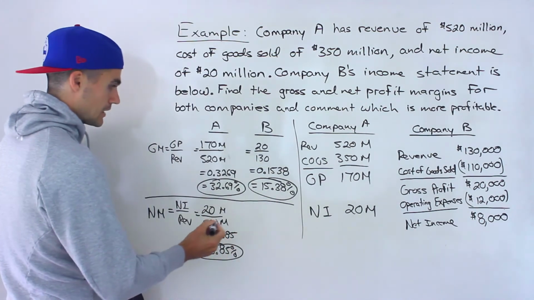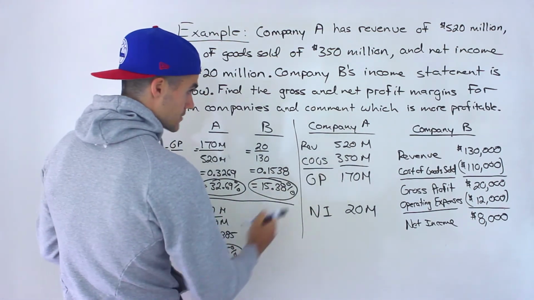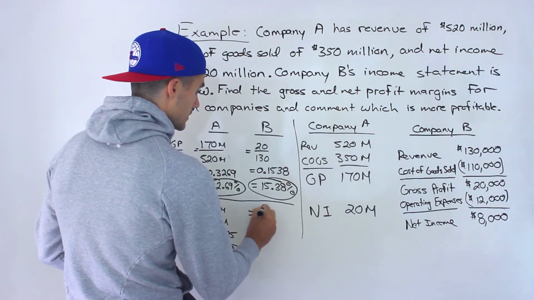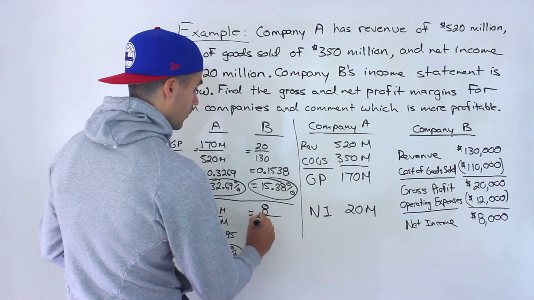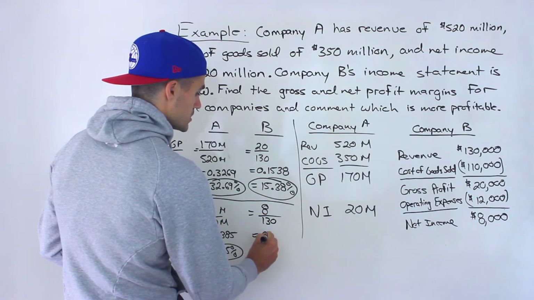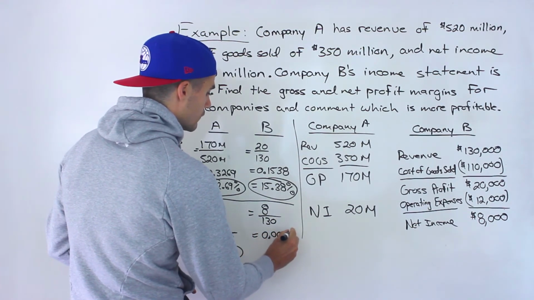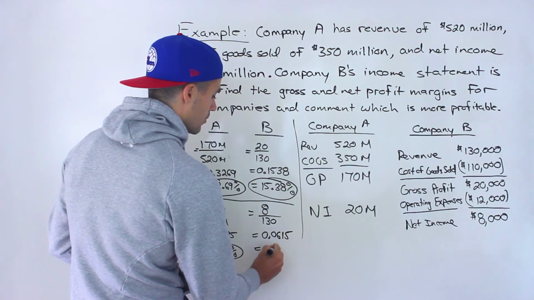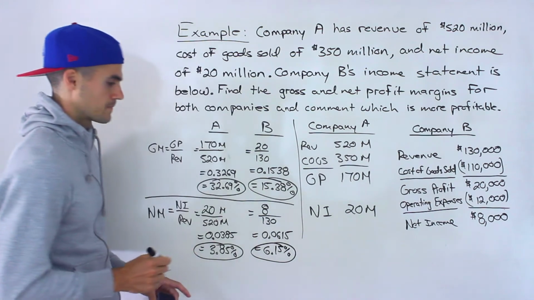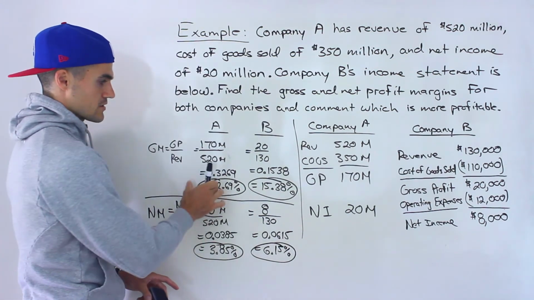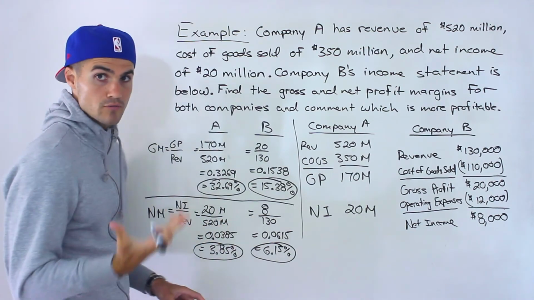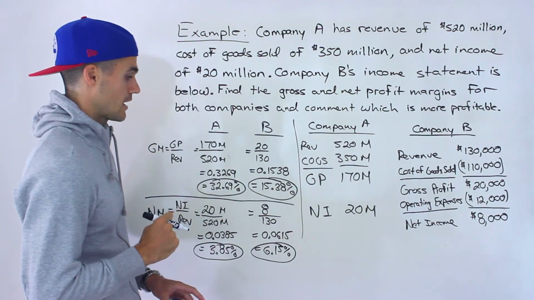And then company B, it's going to be the 8,000 over the 130,000. The thousands would cancel out, so it's basically 8 over 130, which would give us 0.0615 or 6.15%. All right, so these are the two gross margins for company A and B. These are the two net profit margins for company A and B.